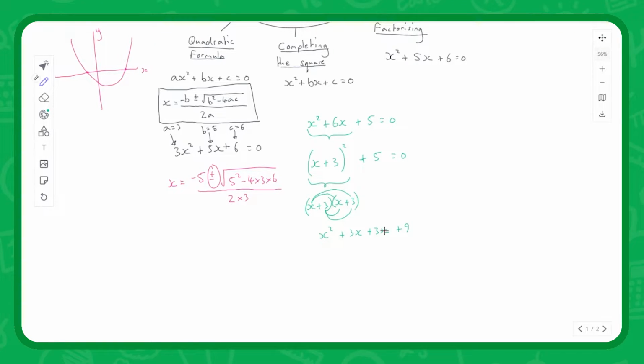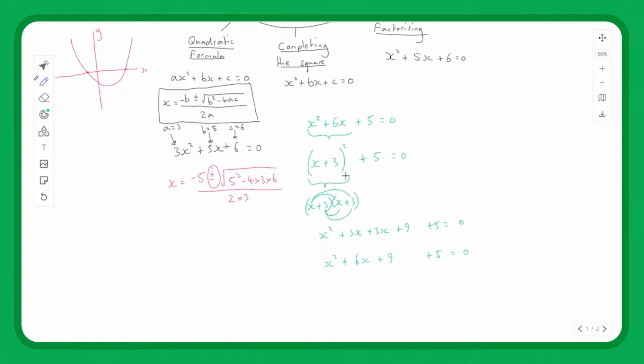Well, we know that 3x plus 3x is going to be 6x. And so this is just going to be x squared plus 6x plus 9. And again, if we were to finish off the rest of the equation, we're going to have plus 5 equals 0.